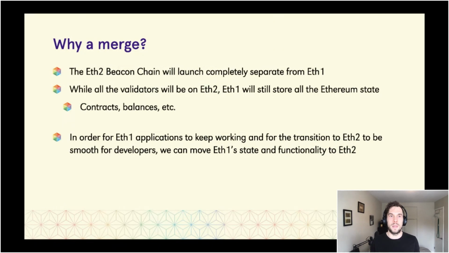And before we talk about that, it's worth stepping back and asking why we actually need a merge from Eth1 to Eth2. And as many people today have alluded to, the Eth2 beacon chain will actually be launching completely separately from Eth1. So this means that while the validators for the proof of stake engine will all be on Eth2, Eth1 will still be the chain that stores all of the Ethereum state. And the Ethereum state contains all of the contracts, so all of the applications, as well as all of the balances on Eth1. And that means that if we want these applications to keep working and to transition to Eth2 smoothly, the best way to do that is to basically merge all of Eth1 into Eth2. And this is what we'll be talking about.